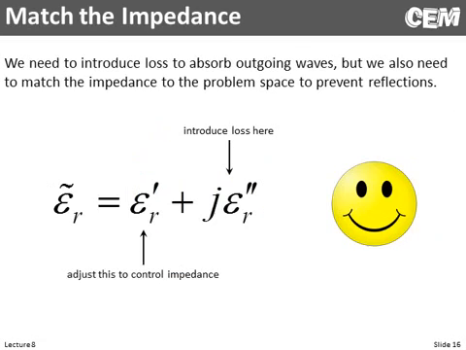So what do we do? We introduce loss to absorb the wave, and we go back and remember what caused reflections to begin with. It's a change in impedance. So what we have to do is introduce loss, but at the same time tweak the real and imaginary parts of the dielectric constants so that the impedance is matched across the interface. And if we keep the impedance the same throughout it, but introduce loss, now we can effectively absorb our outgoing waves. So the question is, how do we do all that?